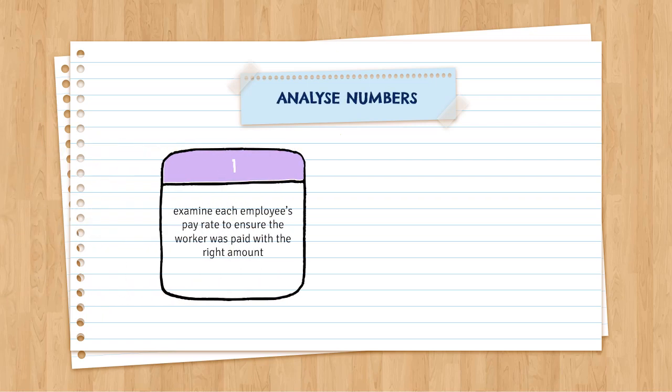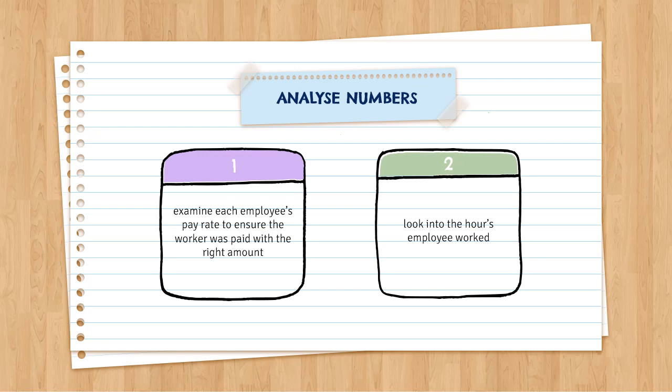Second, analyze numbers. Examine each employee's pay rate to ensure the worker was paid the right amount. Make sure the pay rate is up to date and matched with the employee's record. If the company gave the employee a raise or salary reduction, verify that the company has changed the pay rate on the applicable date. Look into the hours the employee worked. Did they really work those hours during the pay period?